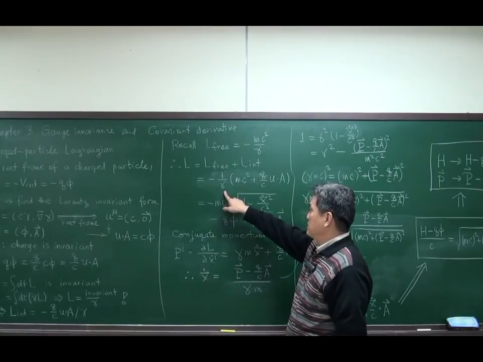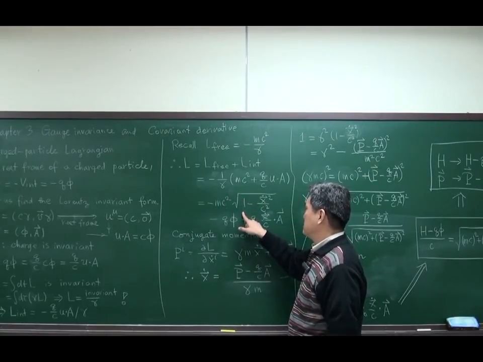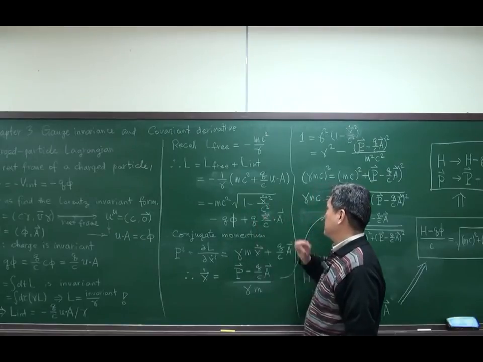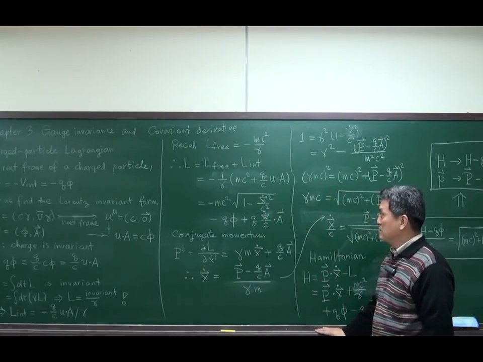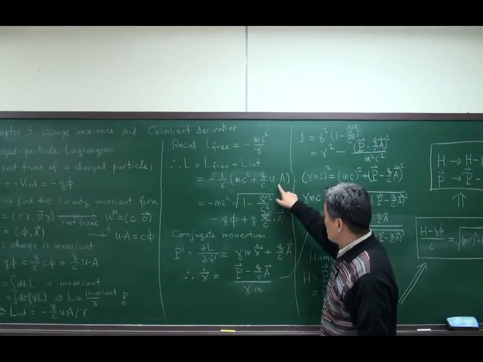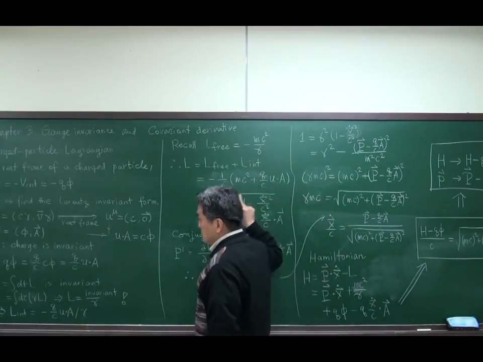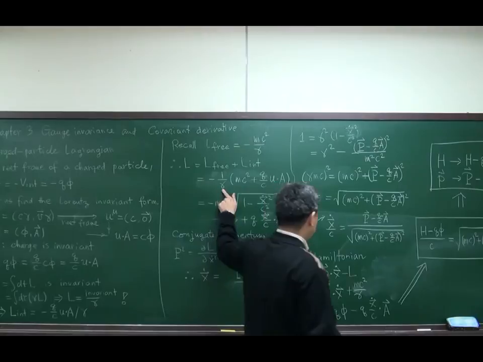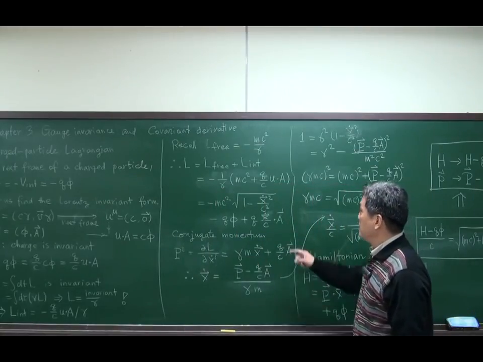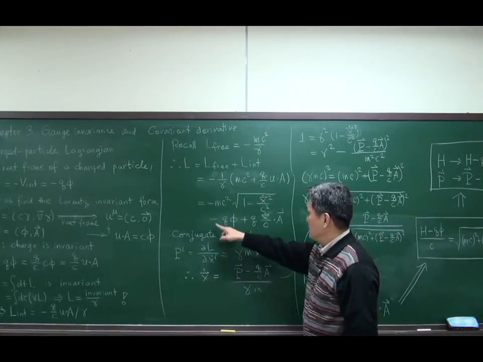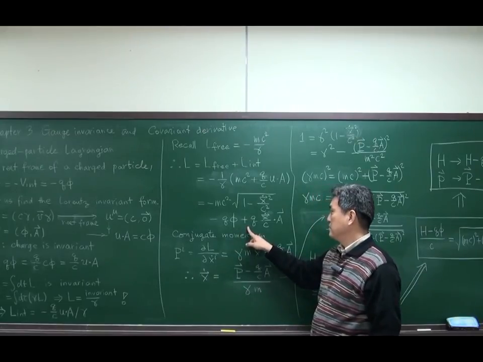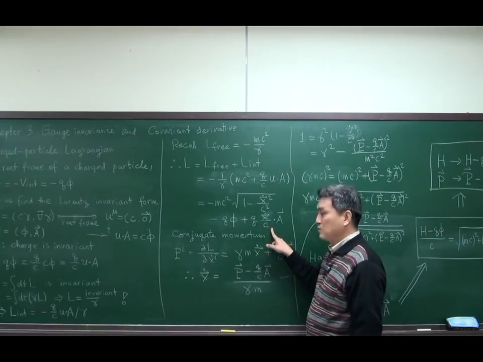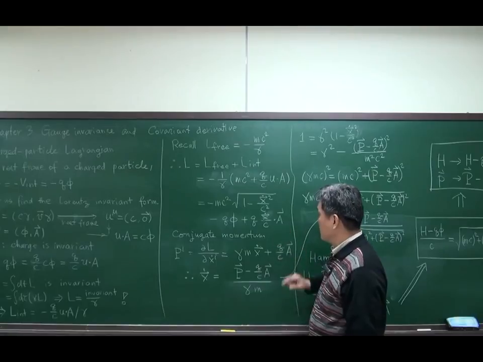If we re-express 1 over gamma, it is just the square root of 1 minus velocity squared divided by c squared. And we remember that in the general expression for the moving frame, the 4-velocity has an overall factor gamma. That gamma cancels this gamma in the denominator to make the expression minus q phi plus q, velocity over speed of light, dot vector potential.